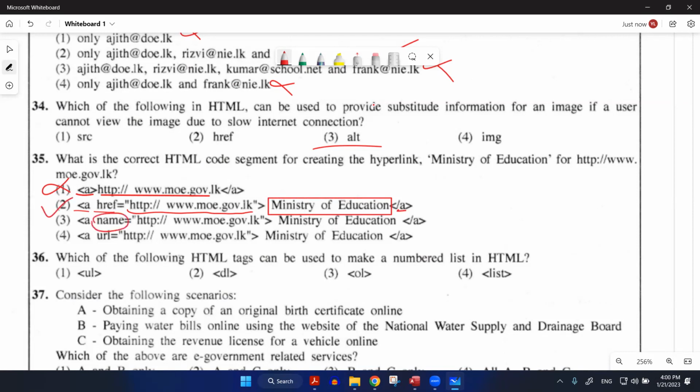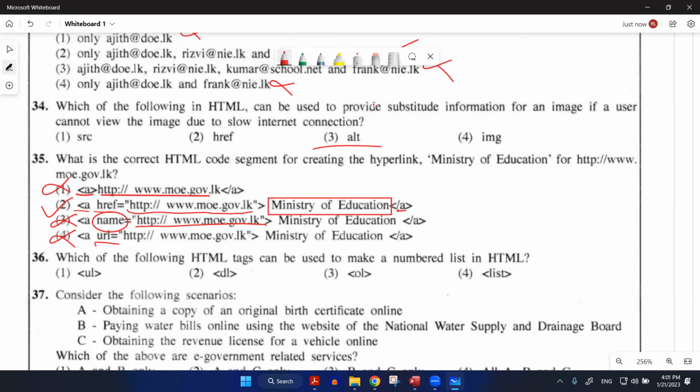In the third one, they use something called name with the anchor tag. Name can be used, but it does not give the link for this particular web page. Because of that, this is wrong. And we can't use something called URL with the anchor tag. It does not define what the web address is, only href does. So the fourth one is wrong as well. Second one is the answer.